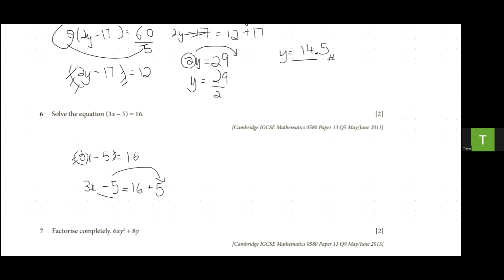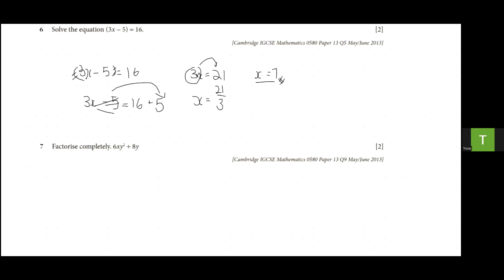So 3x equals to 16 plus 5. What is 16 plus 5? It's 21. So 3x equals to 21. But we only need 1x. So the 3 times x, it will change to the other side as divide by 3. So x equals to 21 divided by 3. What will we get after 21 divided by 3? Yeah, that's 7. So x equals to 7. And this is the answer.